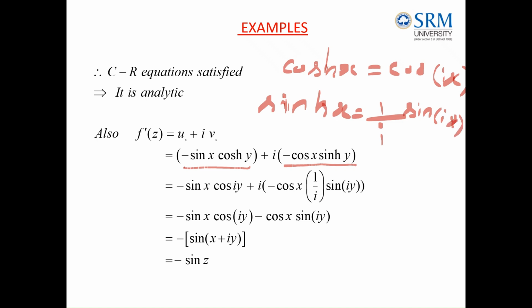So this i and this i will get cancelled. So the minus sign will come in the middle: minus sin x cos iy minus cos x sin iy. So I can take minus common, and this is of the form sin a cos b plus cos a sin b, which is sin of a plus b. So I'll get minus of sin of x plus iy. X plus iy is z, so I'm getting minus sin z. So the derivative of cos z is minus sin z. This way we can find the derivative of an analytic function.